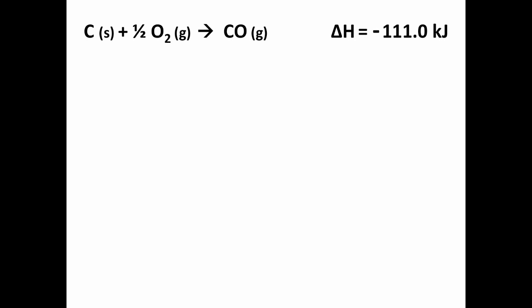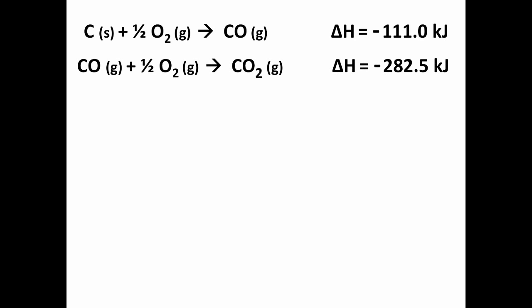Let's start by considering the reaction of carbon and oxygen to make carbon monoxide. This reaction gives off 111 kilojoules of energy when 1 mole of carbon monoxide is formed. Now, carbon monoxide can react with more oxygen to make carbon dioxide, and this reaction gives off 282.5 kilojoules of energy when 1 mole of carbon dioxide forms.